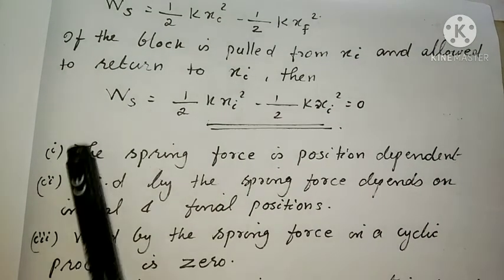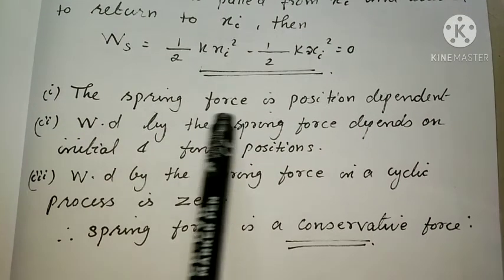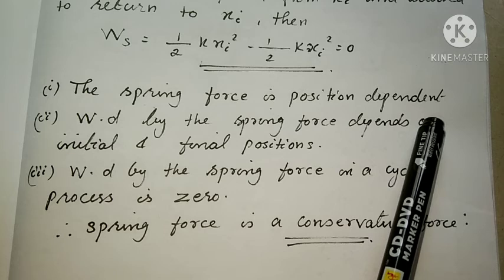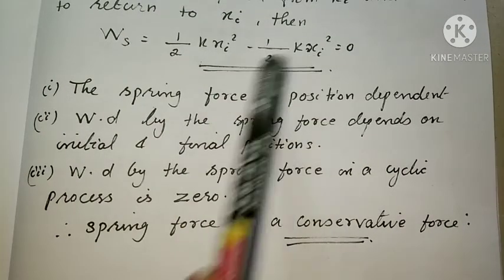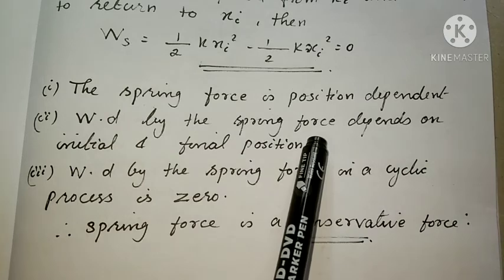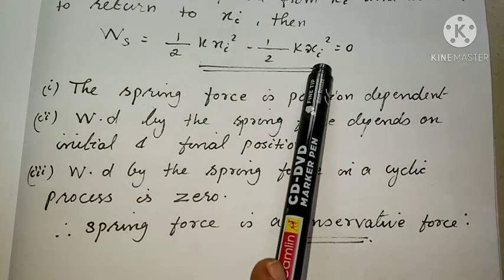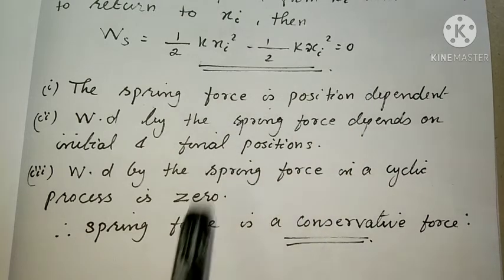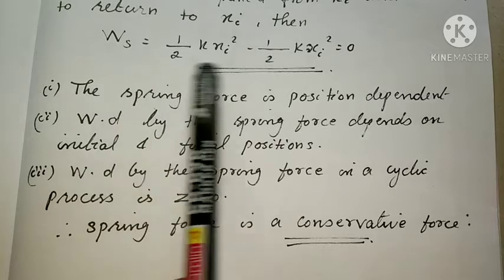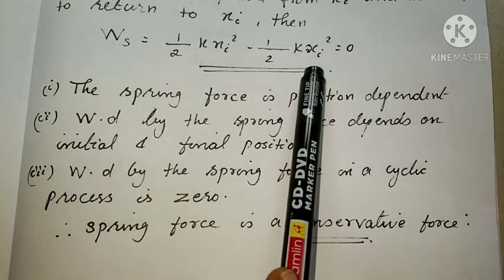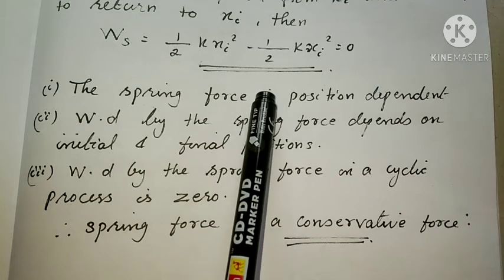So from all these things we concluded something. What else can we write? The spring force is position dependent. Then the work done by the spring force depends on the initial and final position. Then the work done by the spring force in a cyclic process is 0.